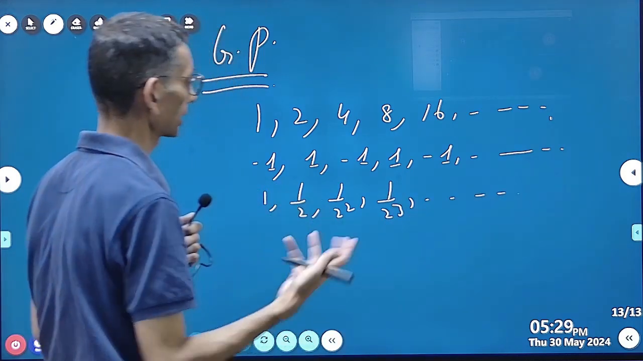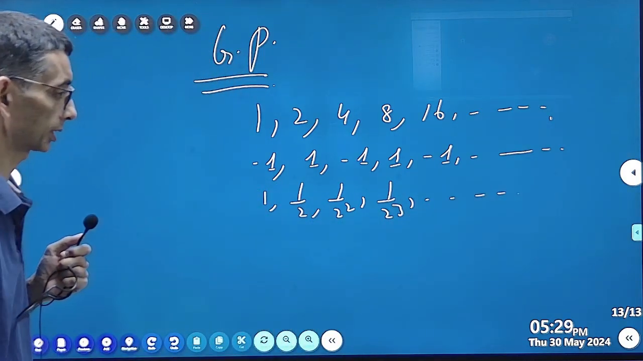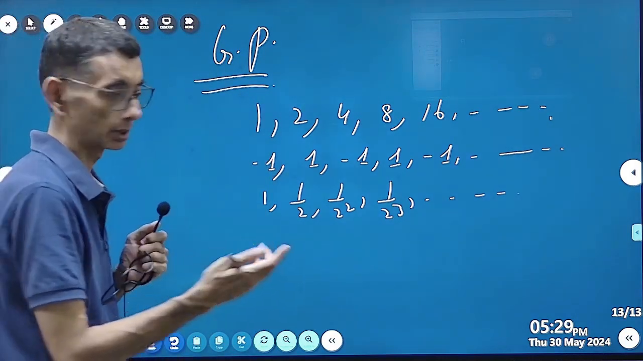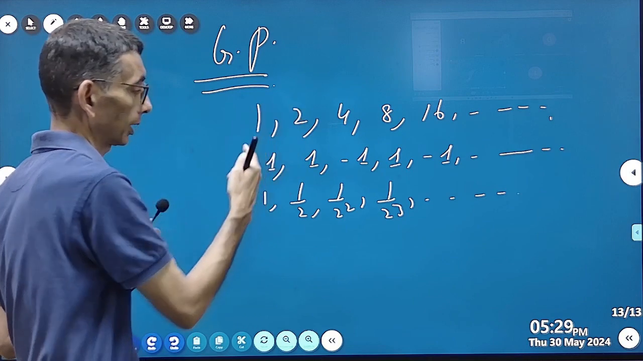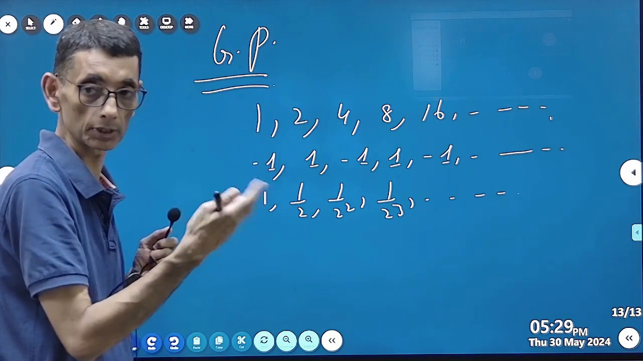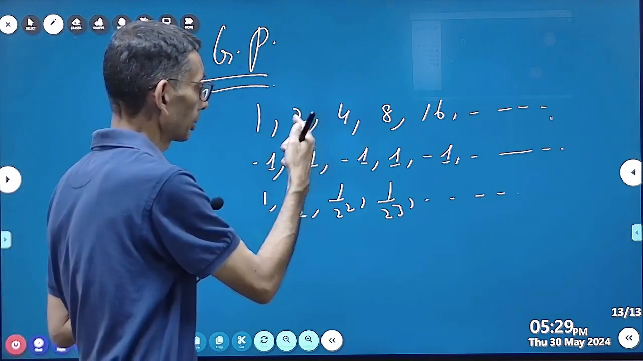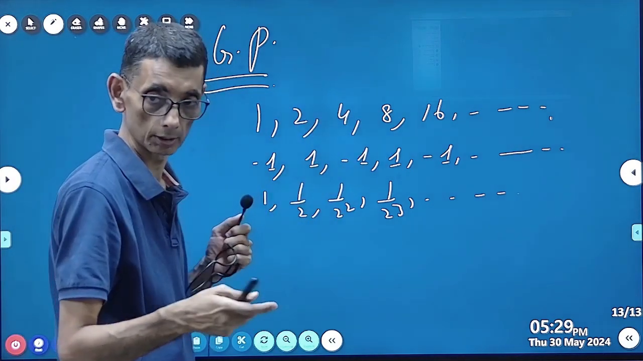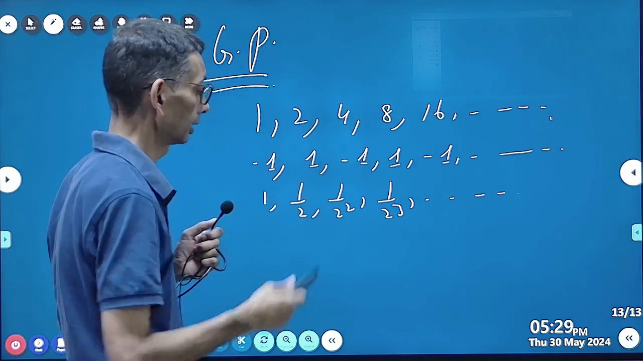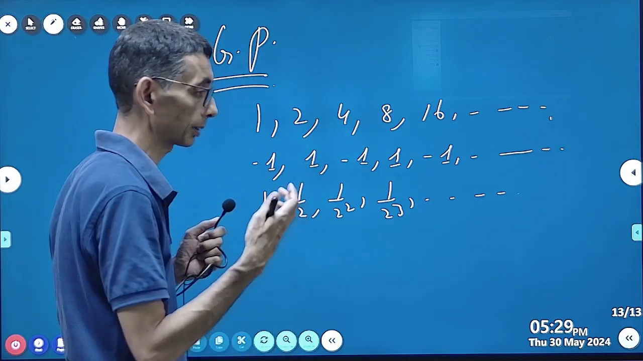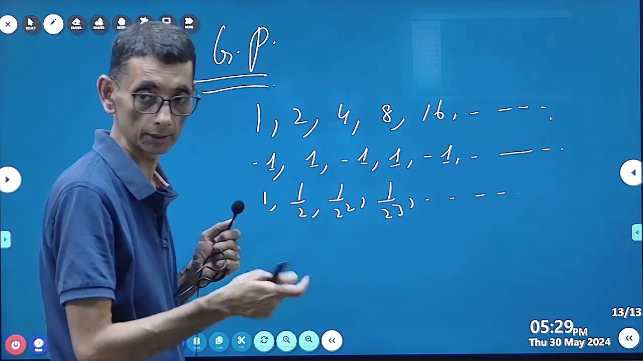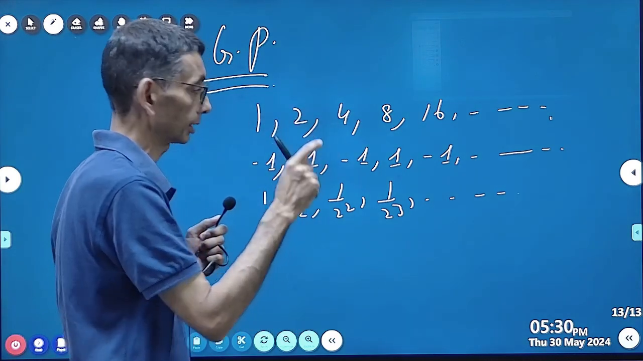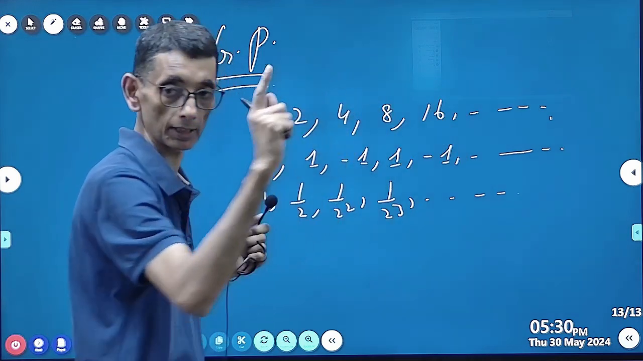How are you getting these numbers? You are multiplying one number by a constant to get the next number. To get 2, you are multiplying 1 by 2. Then to get the next number, you are multiplying the same number by 2. Every time you are multiplying by a constant number, not like the arithmetic progression. In arithmetic progression you added numbers, now you will be multiplying. That multiplication is constant throughout this sequence.